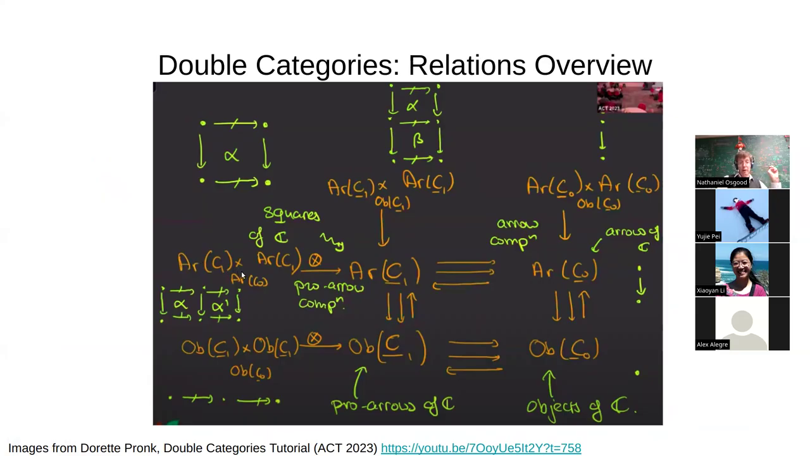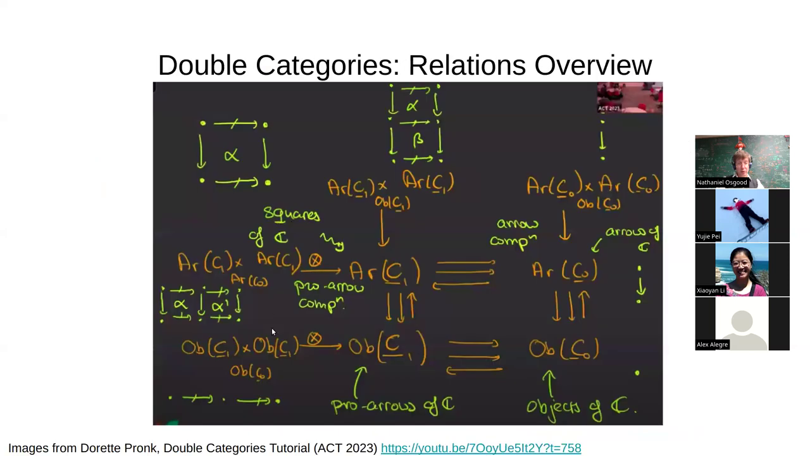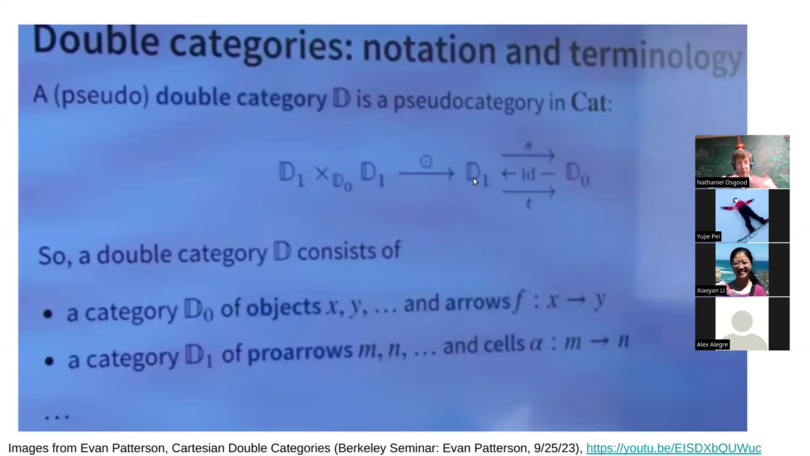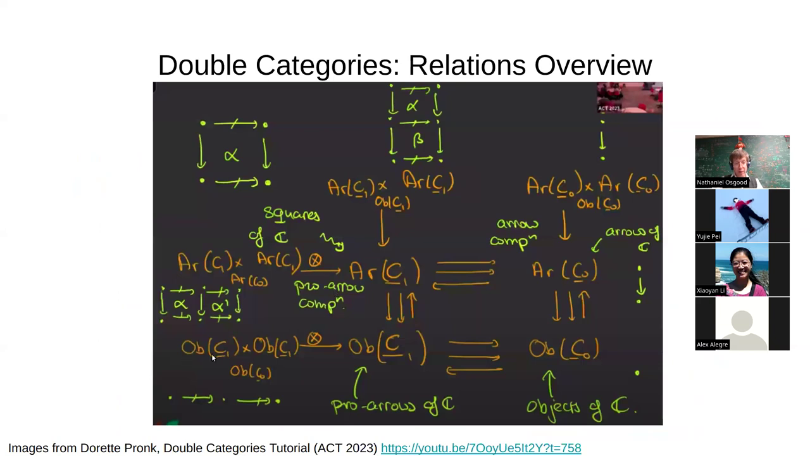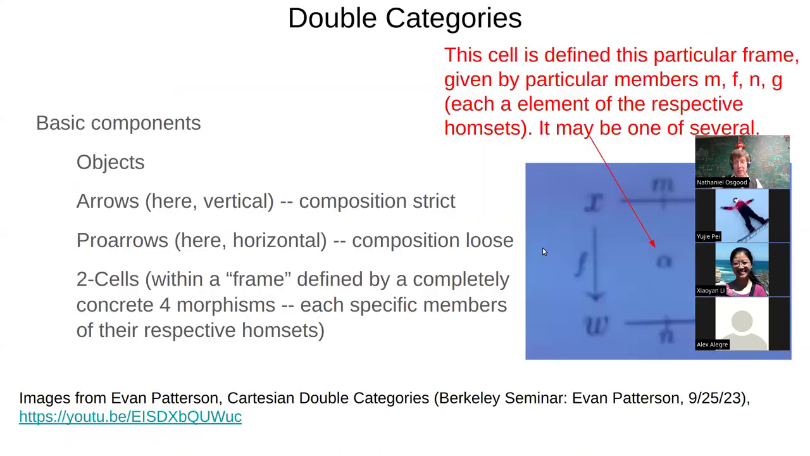Okay, look. Let's start with this one. If you have an arrow in C1 and another arrow in C1, so we're dealing with this category. Here it's called D1, but it's the same. So if you have an object in this category, what's first and foremost an object? Objects are pro arrows. So if we have a pro arrow and a pro arrow joined by an object in C0, what's an object here? What's an object in D0? It's just a plain old object.